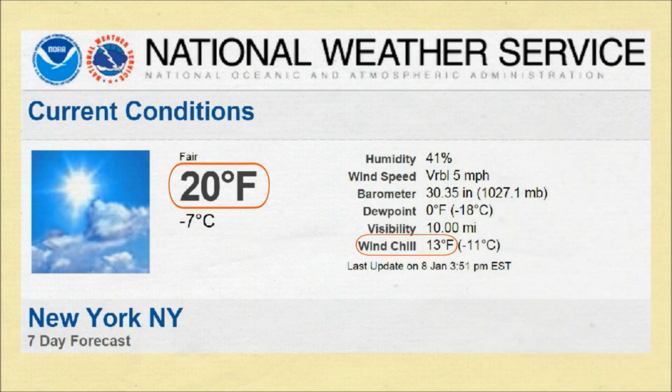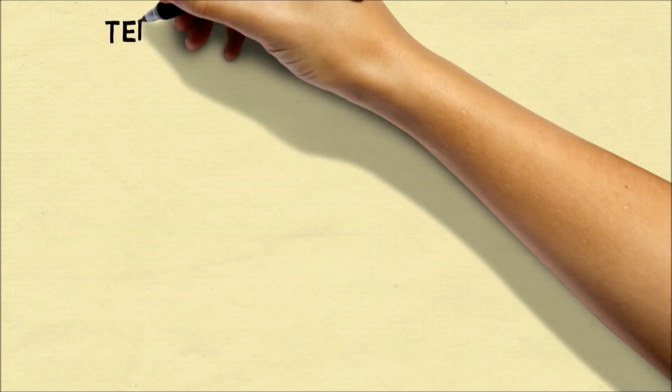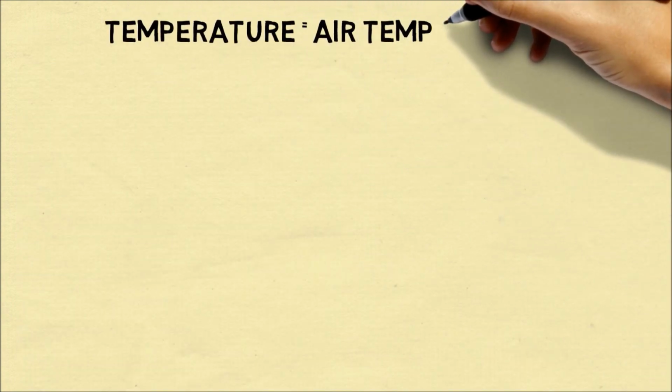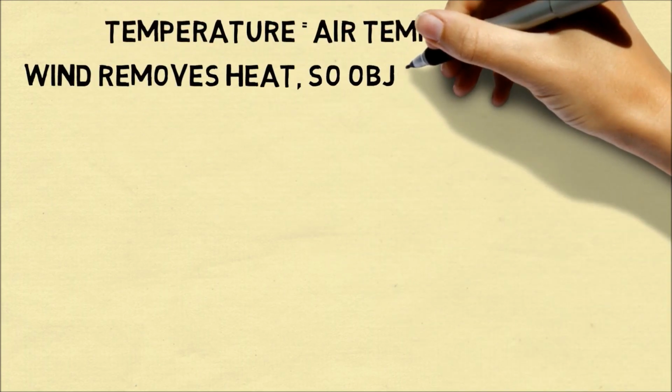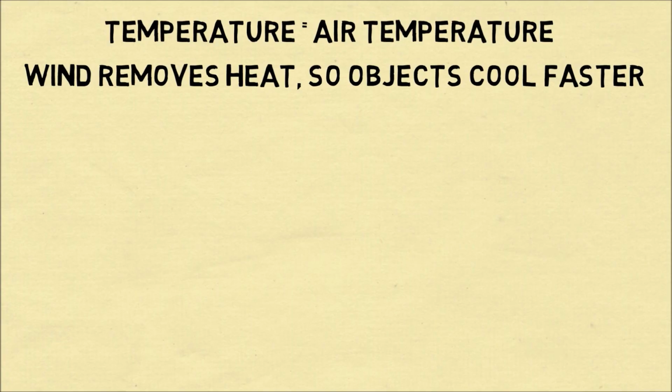But when it gets colder, people are usually more interested in the wind chill because that tells you what the temperature feels like. So what does it mean that the temperature feels like it's 13 degrees? The temperature refers to the air temperature, and that's usually a good measure of what it feels like outside. But when there's a lot of wind, that wind is going to remove heat from your body and objects, and that'll make the objects cool faster.